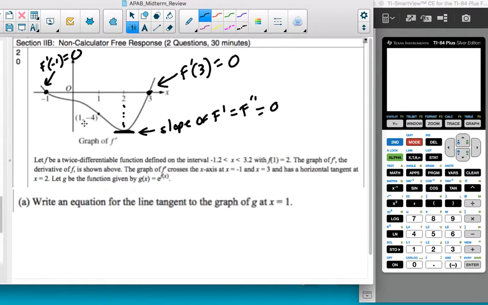So this is a horizontal tangent line, meaning that the slope of f prime, which for the record is the same as f double prime, is equal to 0. So that's what we know. That's pretty much everything. And we do have one other point: 1 comma negative 4. But remember, this is the graph of f prime. So this point is f prime of 1 equals negative 4. So these are all values of f prime.